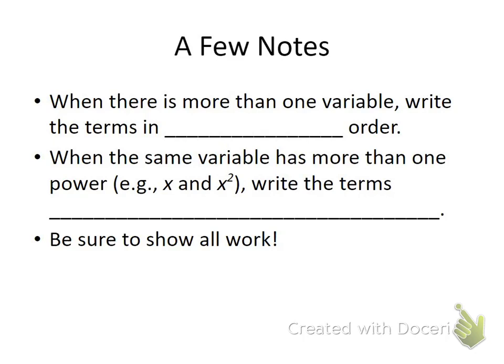When there is more than one variable, not exponent, when there's more than one variable, we're going to write the terms in what order? So if I use the variables x, b, and d, how am I going to write my terms? Alphabetical order.